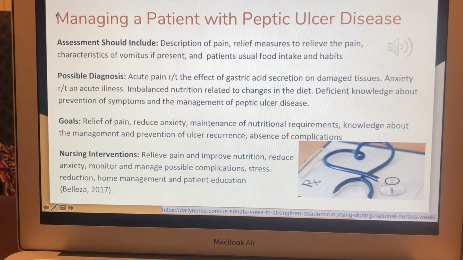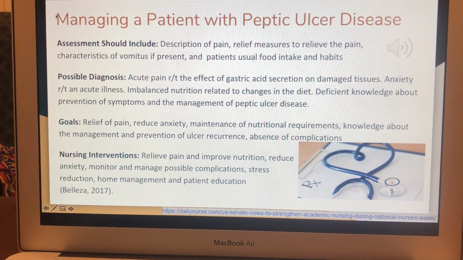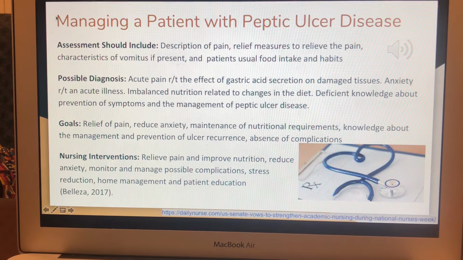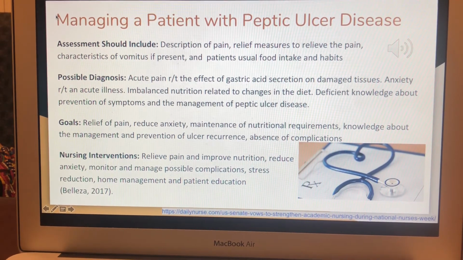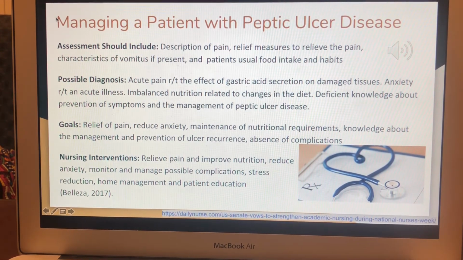Some goals that we can help our patients to achieve as a nurse are to relieve their pain and reduce their anxiety. We can also help to educate our patients on proper nutrition and how it is related to preventing further ulcers. We also need to make sure that our patients are aware of possible complications that can arise and how to manage peptic ulcers at home.